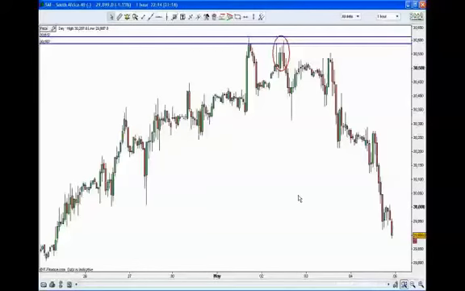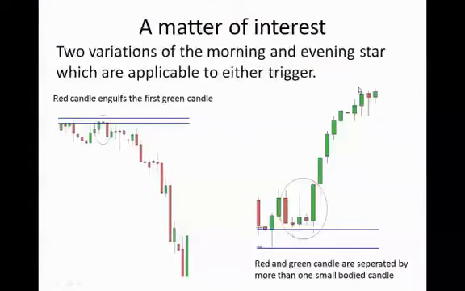Okay, the thing with candle patterns now is there's a couple of variations for the bearish evening star and the bullish morning star. On the next slide, you're going to see some variation. The basic thing is that the third candle should occur better than 2/3 of the first candle. And we can see here on the left-hand side, we've got one of the variations where the red candle actually engulfs the first green candle. That is also an evening star.